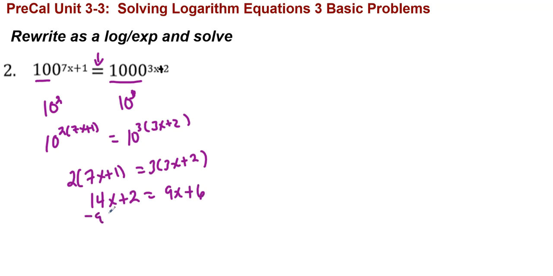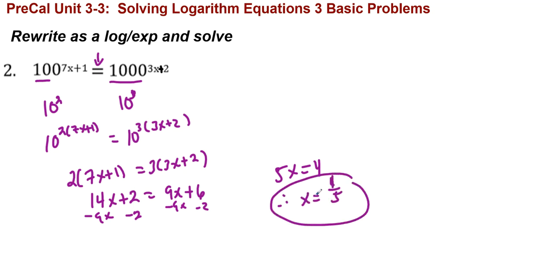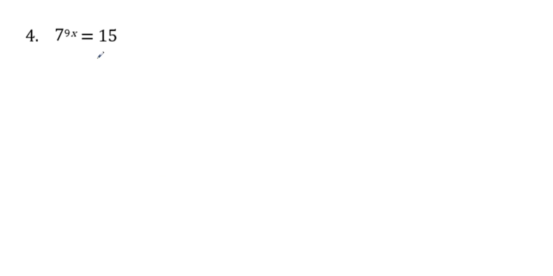So I'm going to subtract 9x on both sides. I'm going to subtract 2 on both sides. And I'm going to get 5x is equal to 4. Therefore, x is equal to 4/5. All right? Not too bad. Let's take a look at another example where it won't be so straightforward.